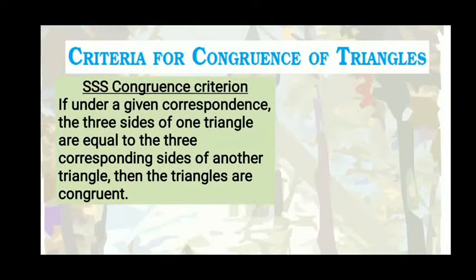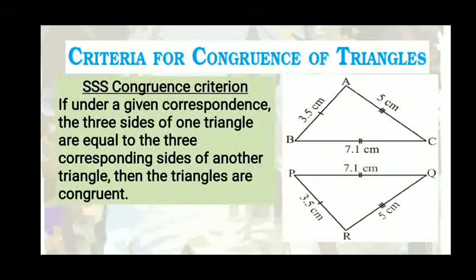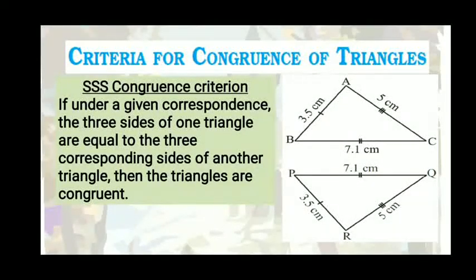So here the statement reads, if under a given correspondence the three sides of a triangle are equal to three corresponding sides of another triangle, then the triangles are congruent. As shown in the example here, triangle ABC and triangle RPQ are congruent to one another. How so? AB and PR are equal. AC and RQ are equal. BC and PQ are equal. As we can see, the measurements are all the same. So therefore these triangles are congruent, and the test that we use here is the SSS test, because all three sides are equal to the corresponding three sides of the second triangle.